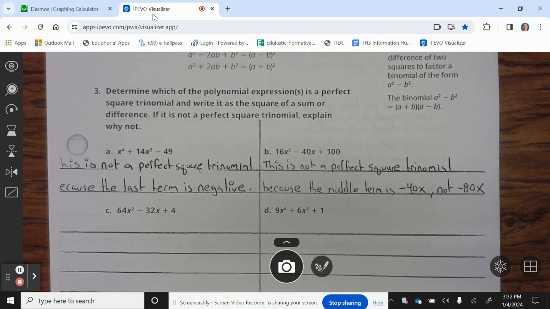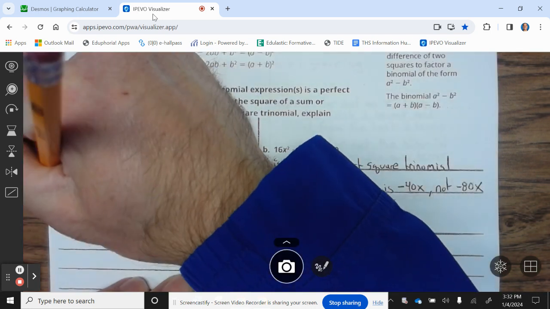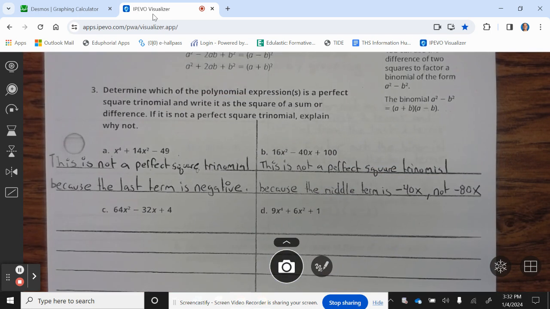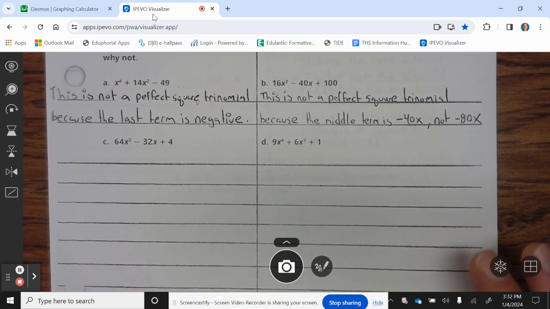Determine which of the polynomial expressions is a perfect square trinomial and write it as a square of a sum or difference. If it is not a perfect square trinomial, explain why not. A. This is not a perfect square trinomial because the last term is negative. B. This is not a perfect square trinomial because the middle term is negative 40x and not negative 80x. All right, take a look at C.